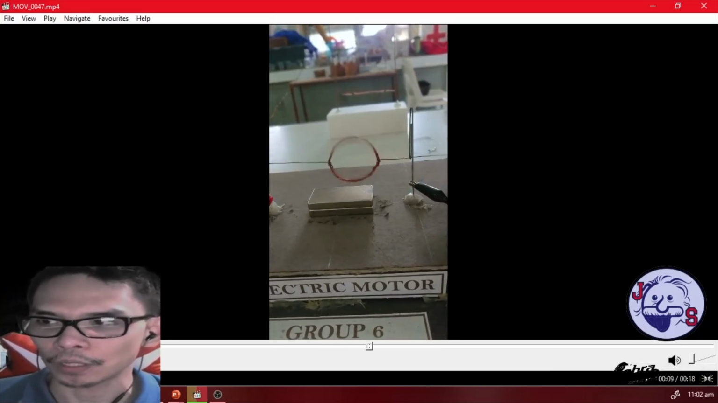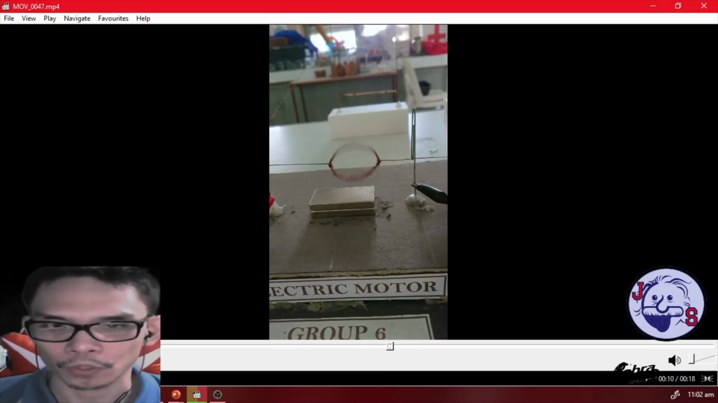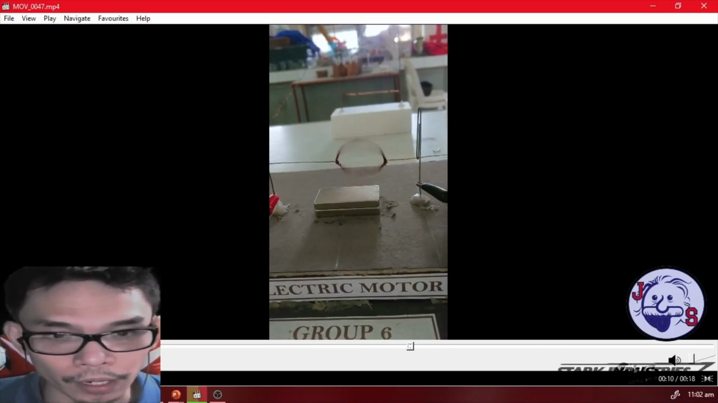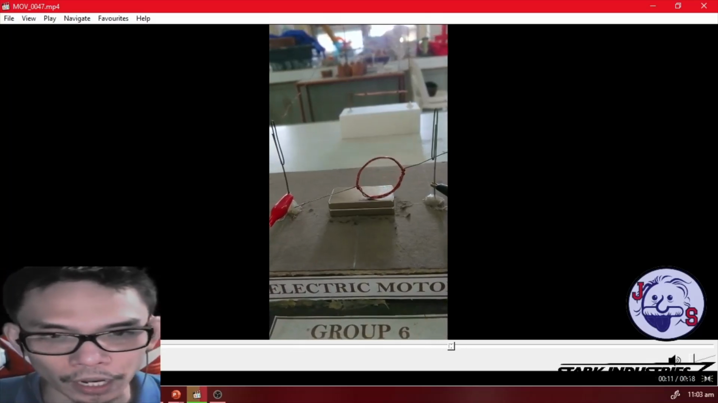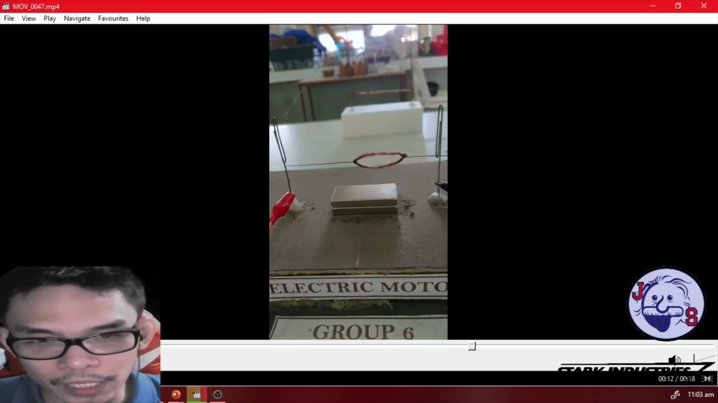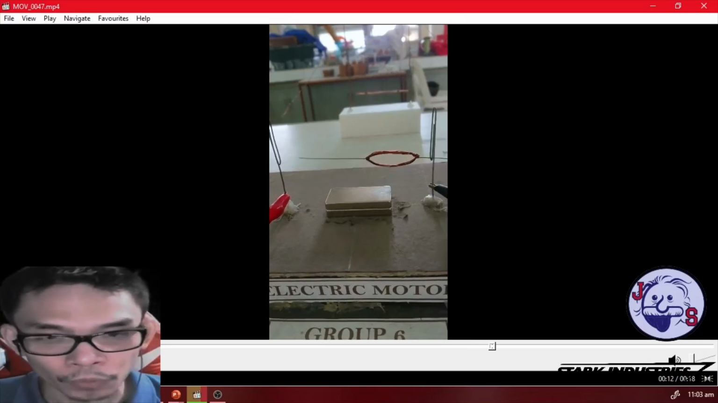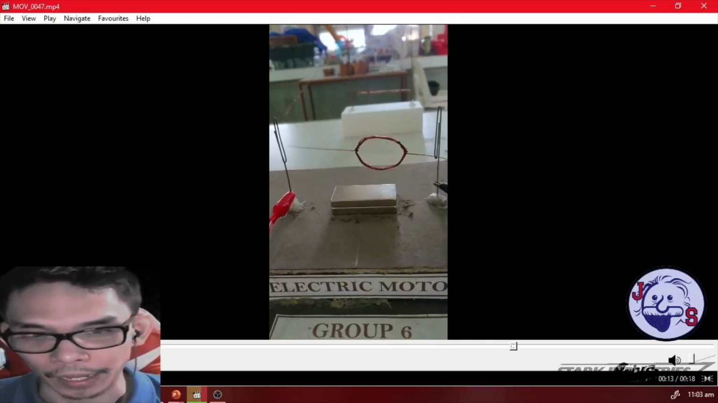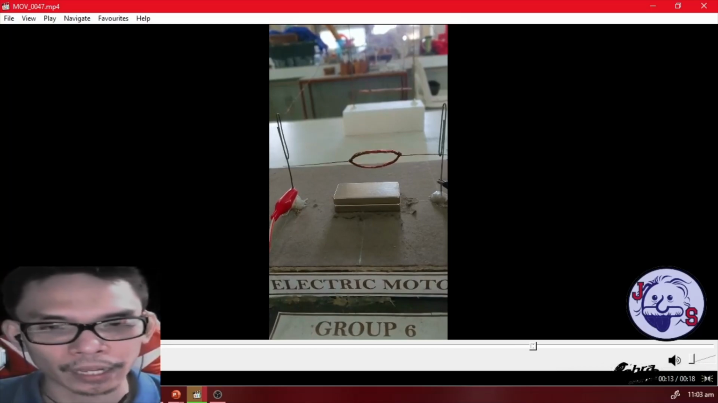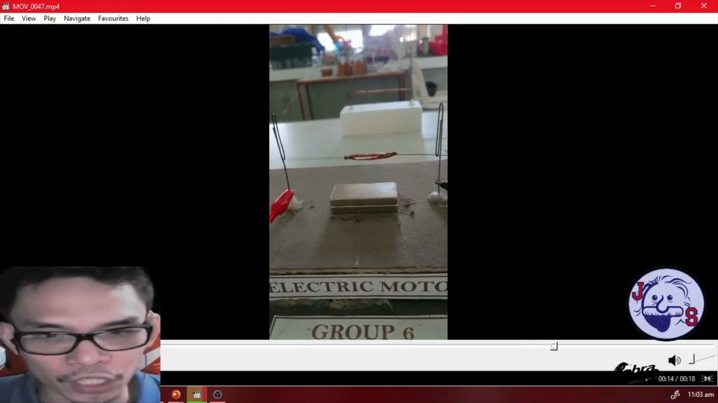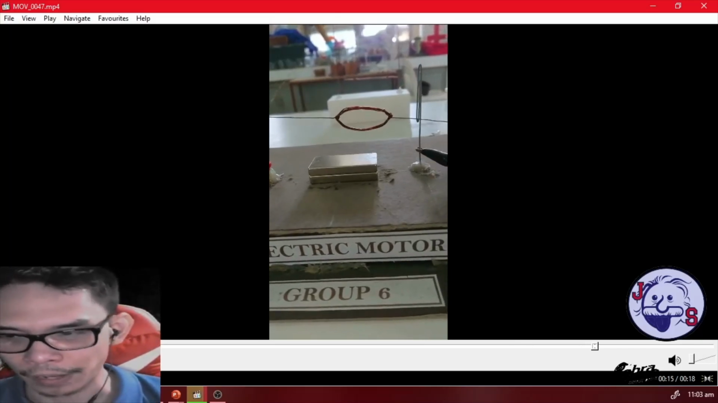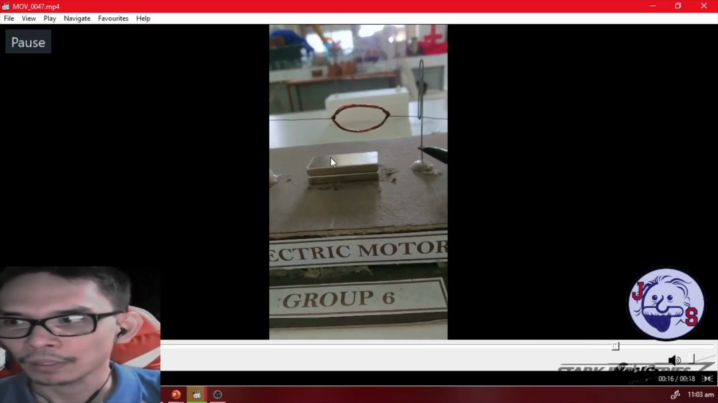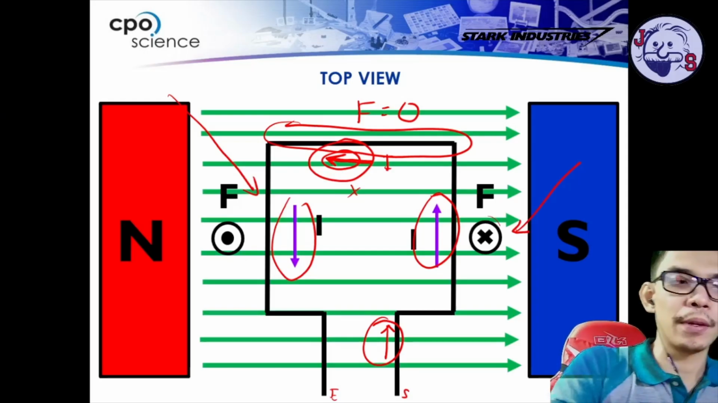So, that's how it works. Basically, that's how your electric motor works. Inside your electric motor there are forces that have two opposite directions, and by using those two opposite directions, the motor achieves rotational motion just like what you see here. So, that is your demonstration.